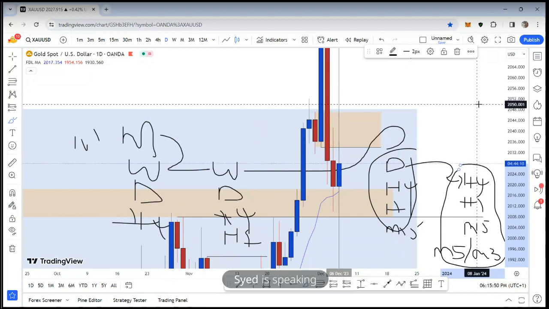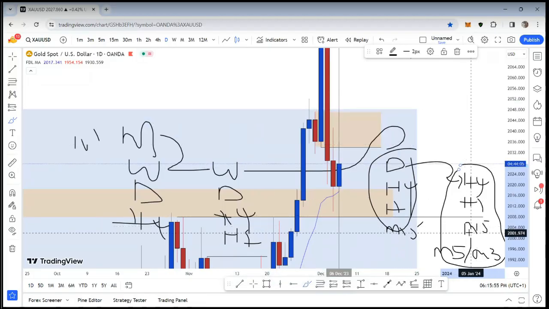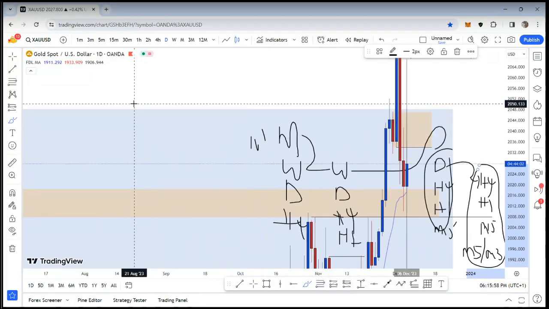Is that clear? And why not M30, brother? Can we use M30 instead of M15? Yeah, sure. No. Don't make that mistake. Let me clarify something.